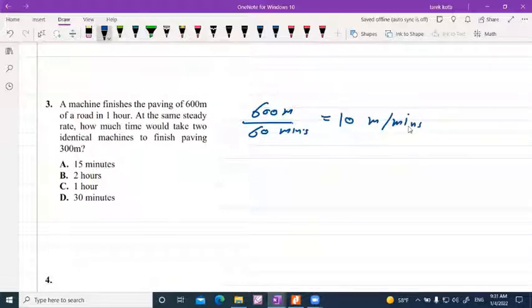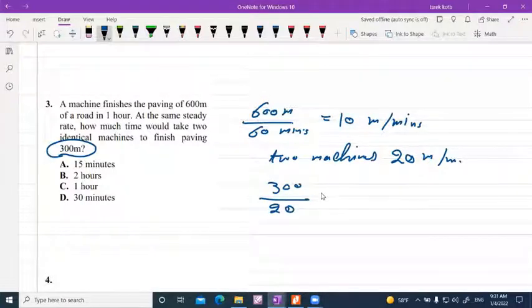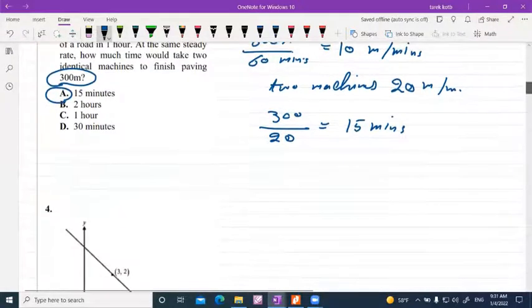Means it finishes 10 miles per minute. Okay? If they are 2 identical machines, they will finish 20 miles per minute. Since you have 300 miles to pave, it will be 300 divided by 20. That gives me 15 minutes.